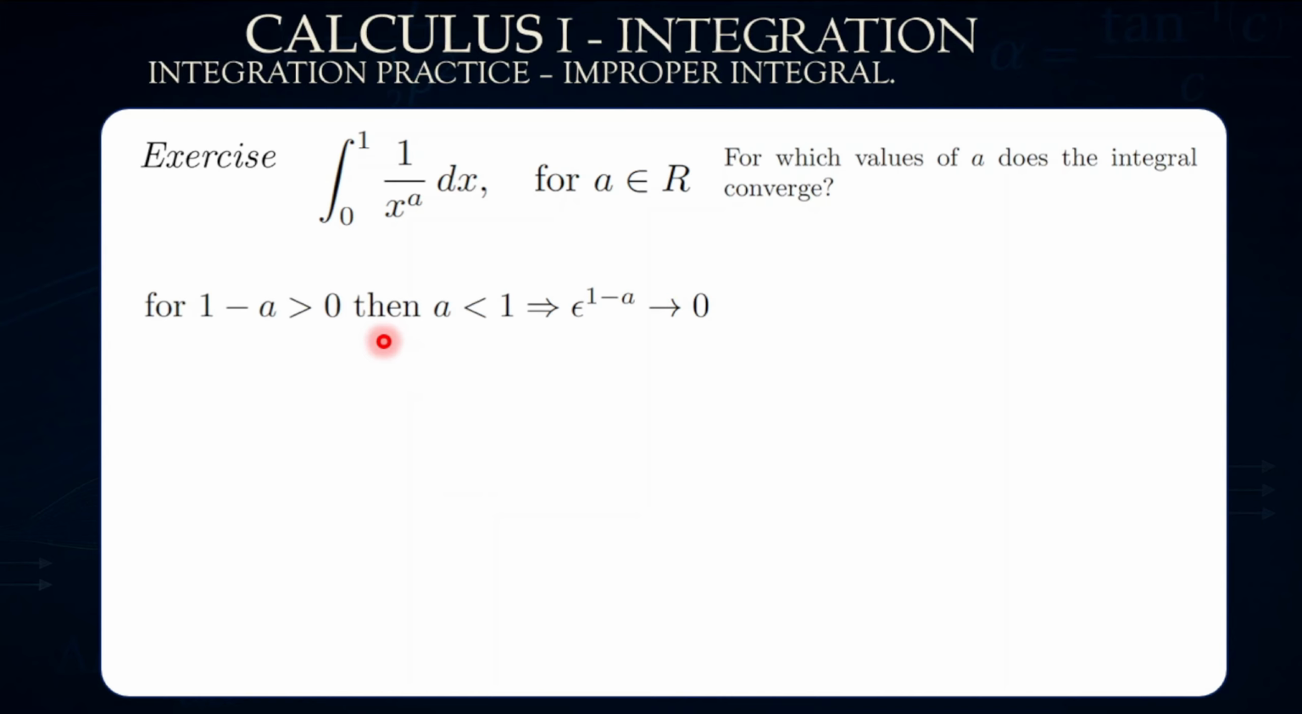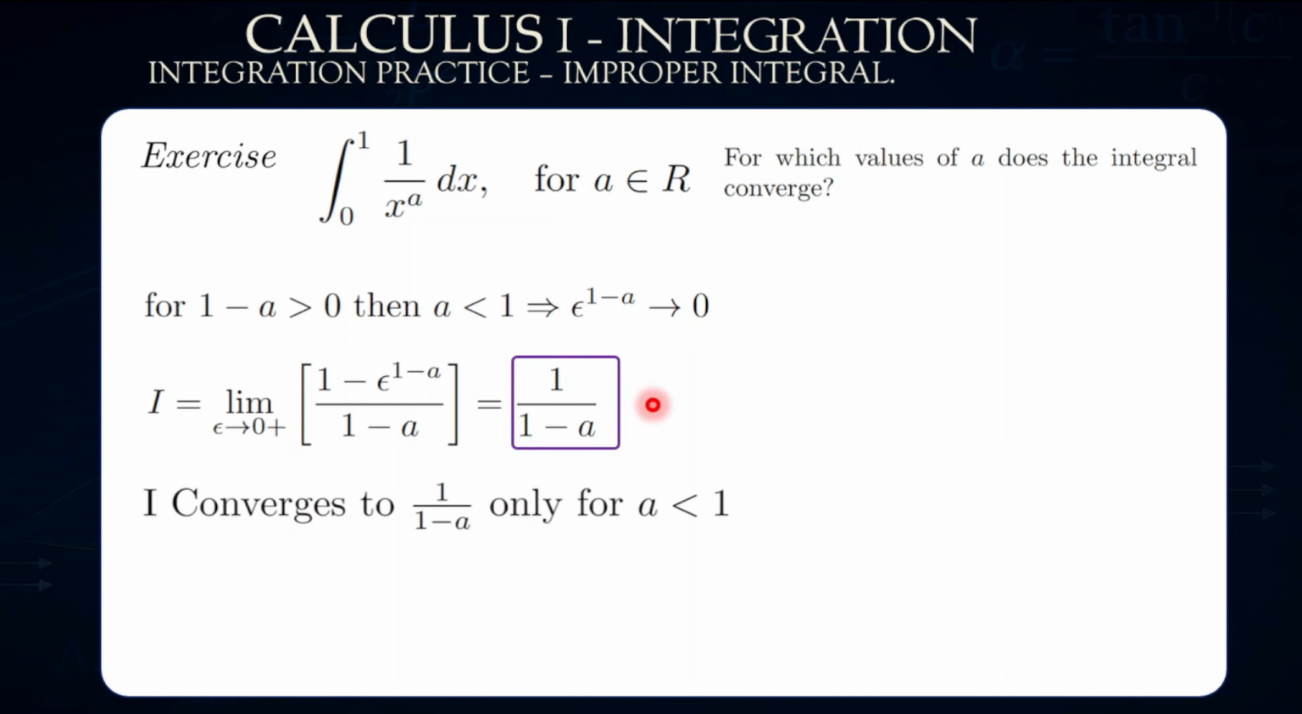Now for 1 minus a greater than 0, then a is less than 1. In this case, epsilon to the power 1 minus a goes to 0. Why? Because in such a case, this epsilon has a positive power, so it remains in the numerator and it goes to 0. So I equals the limit as epsilon goes to 0 plus of 1 minus epsilon to the power 1 minus a, divided by 1 minus a, which is equal to 1 divided by 1 minus a, since this quantity here, epsilon, is 0. So in such a case, the limit converges to 1 divided by 1 minus a. Then I converges to 1 divided by 1 minus a only for a less than 1.